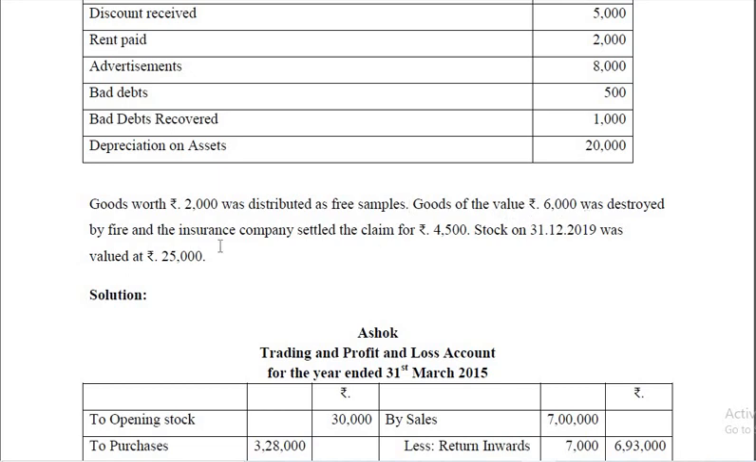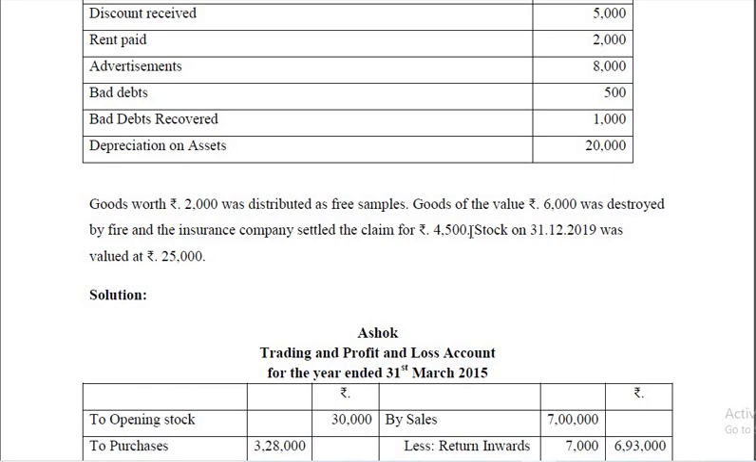Goods of the value of 6,000 were destroyed by fire. So this has to be credited to trading account. The insurance company settled the claim for 4,500. So due by insurers 4,500, that will come to the balance sheet. Whereas there is a net loss 1,500, that should be debited to profit and loss. Actually, there are two entries to be made.